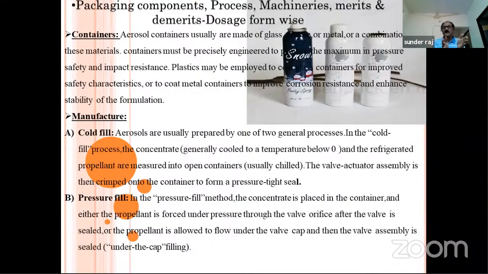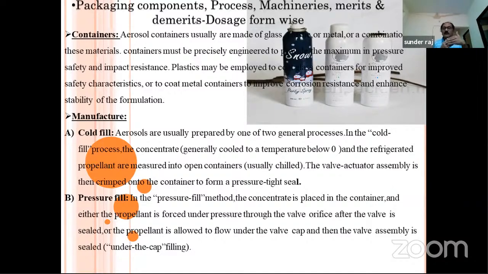So this is one of the filling mechanisms of aerosols, where the liquid propellants are kept at a low temperature, minus degrees, which means they are in the liquid form. And the other mechanism is the pressure fill.